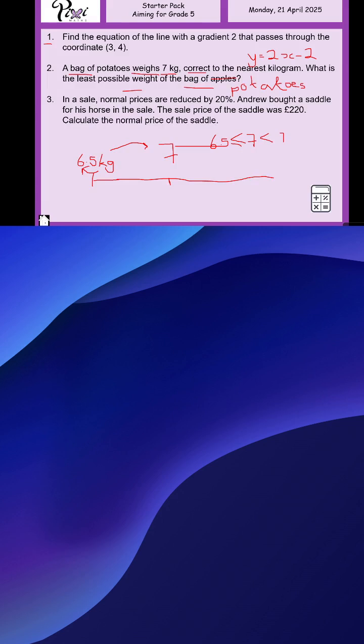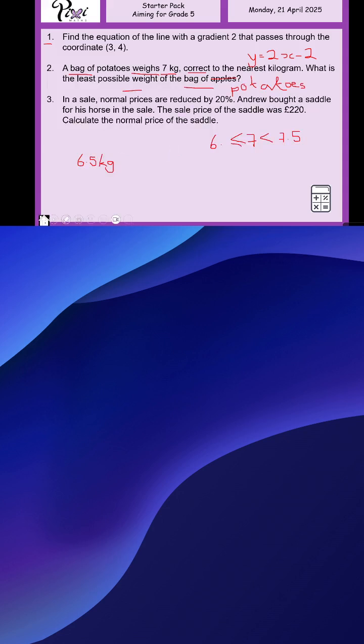Okay, because the highest number it could be is 7.499999. Okay, so on and so forth. But obviously, rather than write it out, I would always write it in interval notation. So yeah, that is the answer to question number 2.